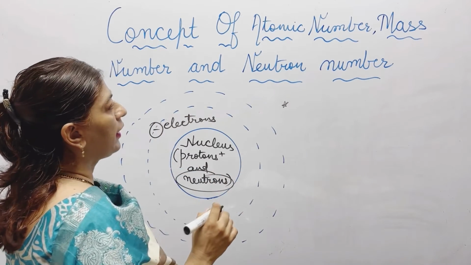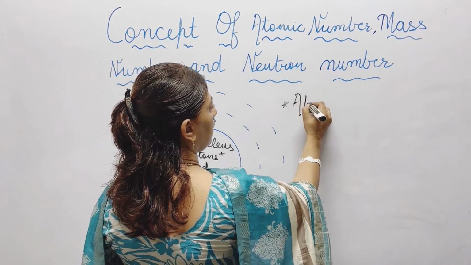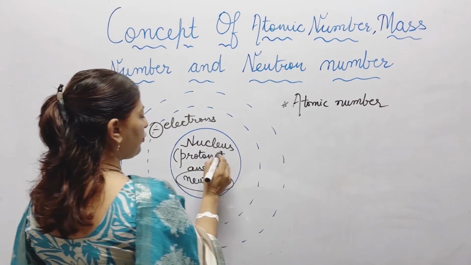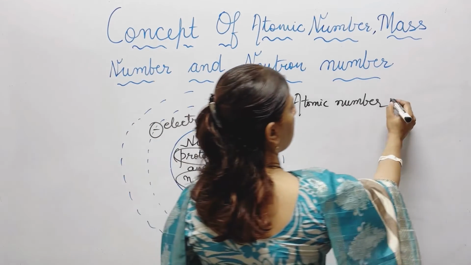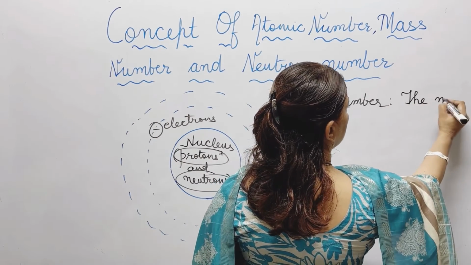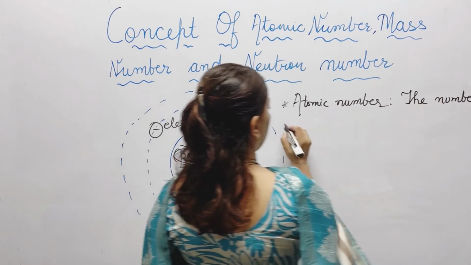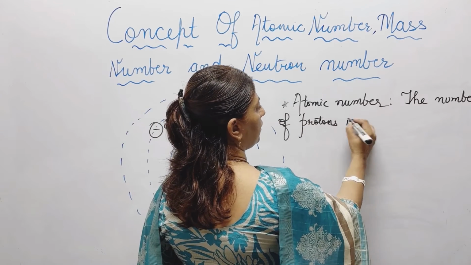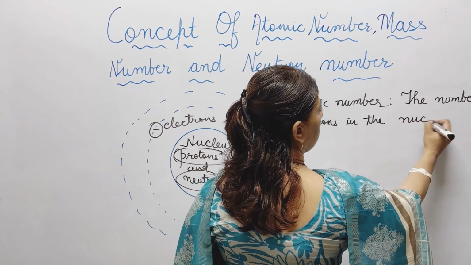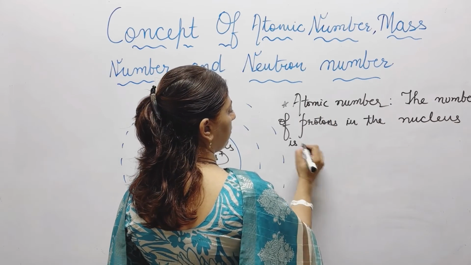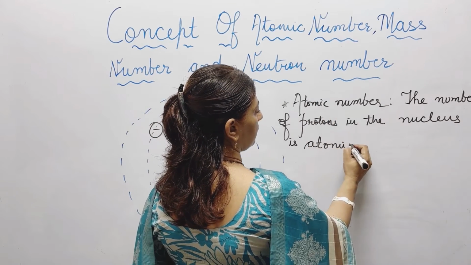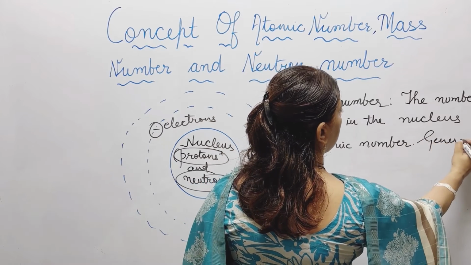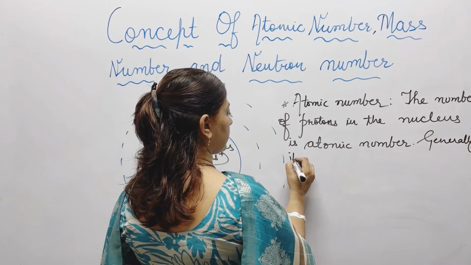Now the next is the atomic number. The number of protons present in the nucleus, the number of protons in the nucleus, is the atomic number. Generally, it is denoted by Z.